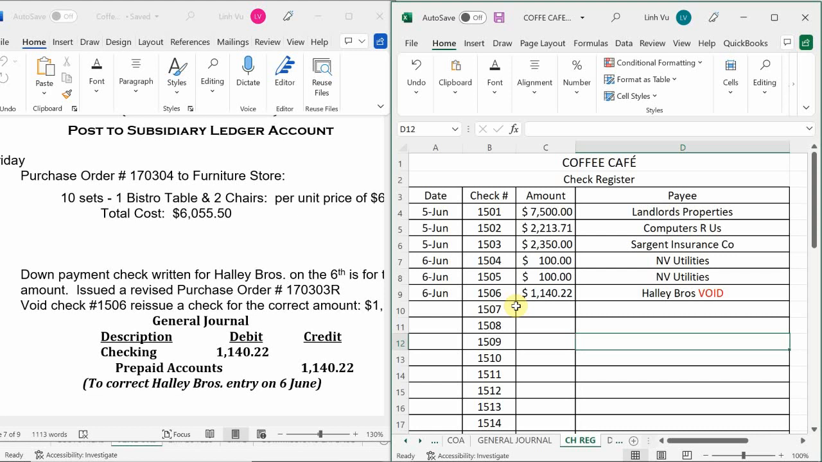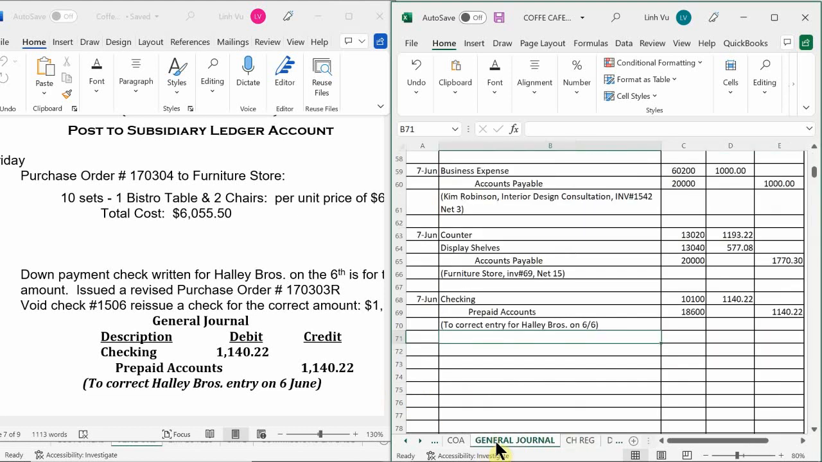So in this case, I want to keep my check 1506 there. But we don't have the check 1506 because I'm not going to tell them to send it back. I'm just going to simply call the bank and void the check so then Hallie Rose doesn't go and try to transfer that money into their checking account. So in this case, it is voided.